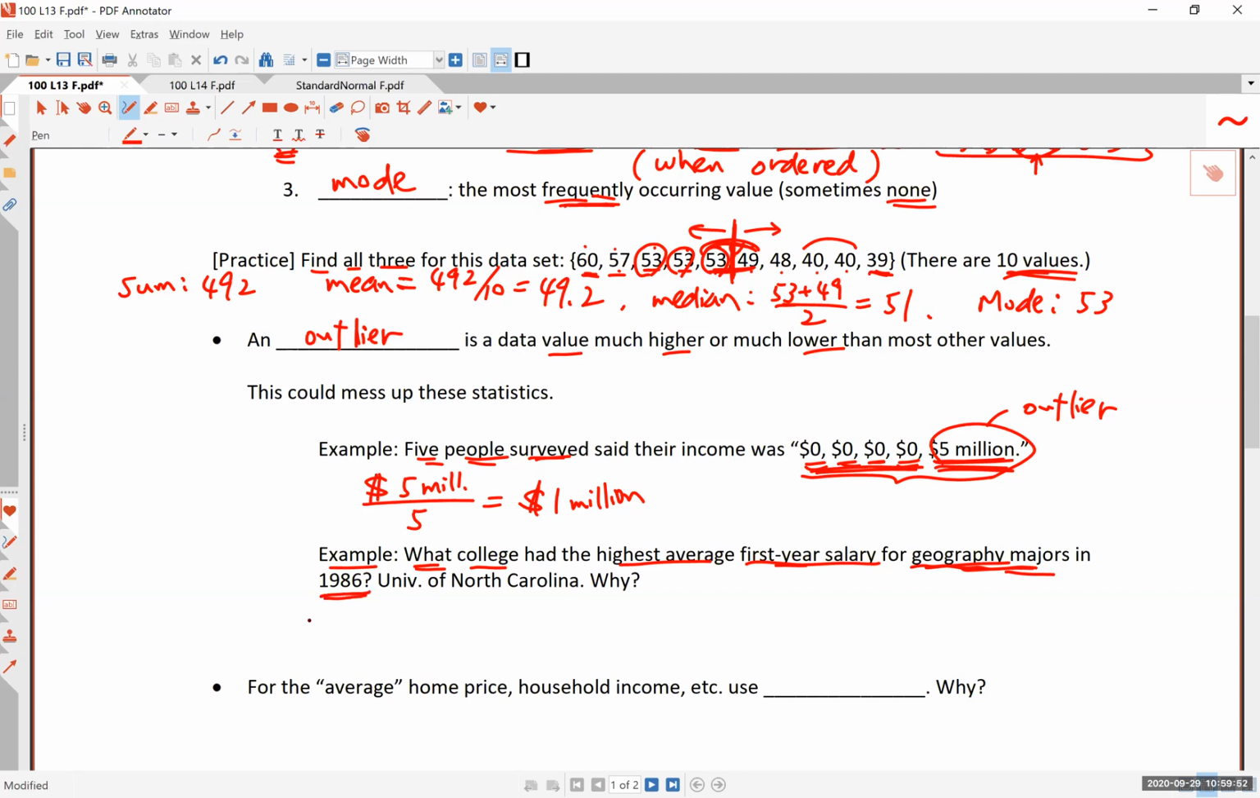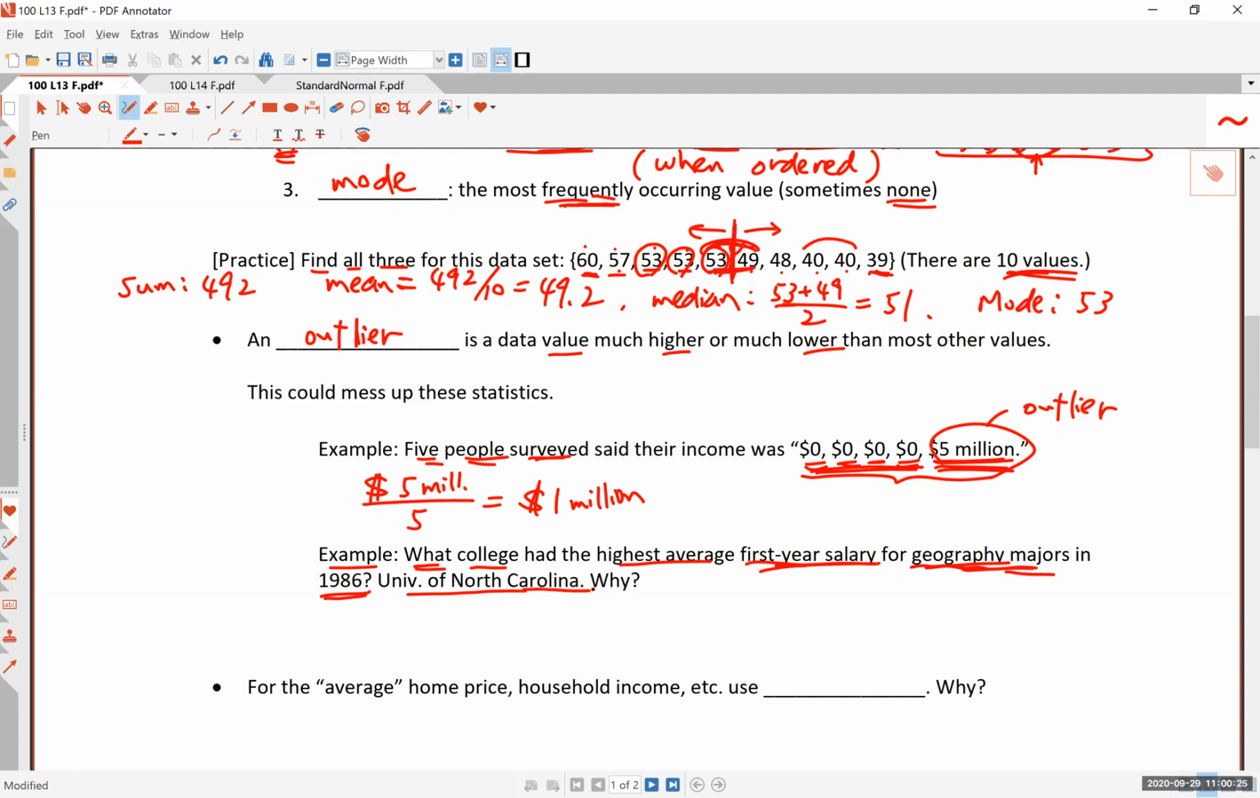And in one year, 1986, they found out that the University of North Carolina at Chapel Hill had the highest average salary among the geography majors. Let's say there were like 20 students who majored in geography, and you look at how much they're making in their first year. You find the average for each school. University of North Carolina not only was first, they were way, way ahead of everybody else, okay? Why in the world did this happen?